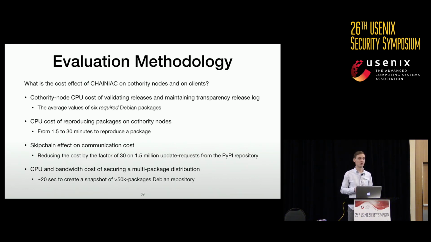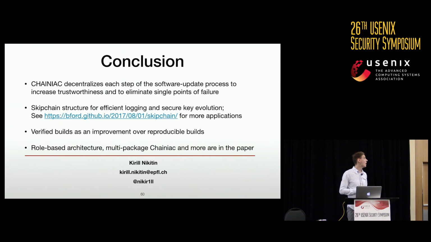Doesn't matter what repository size is. So just to conclude, CHAINIAC is a framework which tries to eliminate the single points of failure from the release validation process. And we introduce Skipchain as a data structure, and we use it for efficient logging and secure key evolution in our paper, but we believe that it has much broader applications.